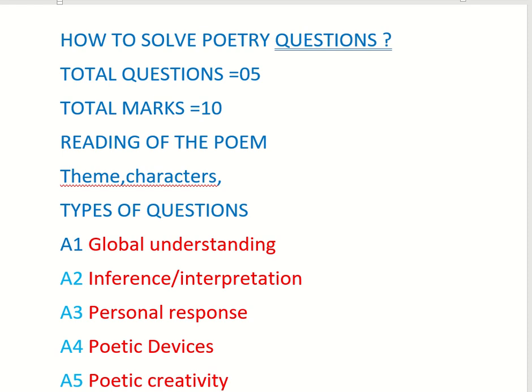After reading the poem, you should also understand what the theme of the poem is, what the main idea of the poem is, and what the various characters and incidents mentioned in the poem are. And that's why, friends, reading of the poem is very important.